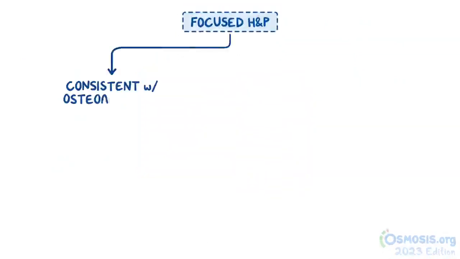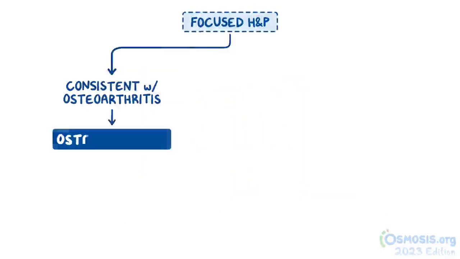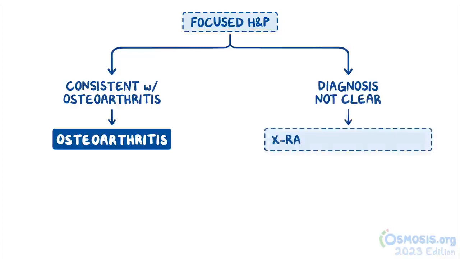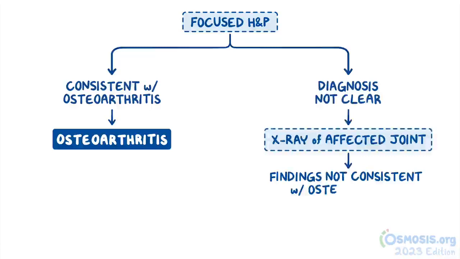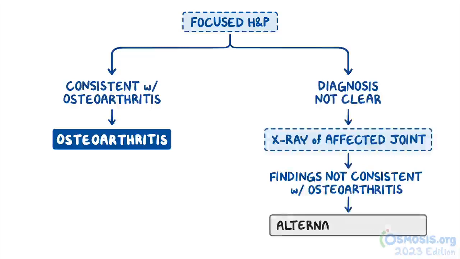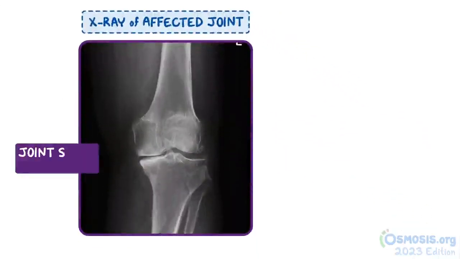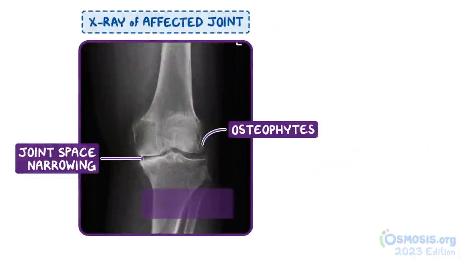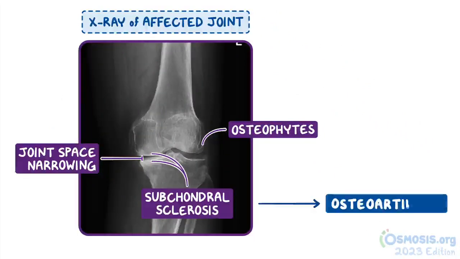If the history and physical exam findings are consistent with osteoarthritis, then no further testing is needed and you can diagnose osteoarthritis. But if the diagnosis is not clear, you should order an X-ray of the affected joint. If the X-ray findings are not consistent with osteoarthritis, you should consider an alternative diagnosis. But if the X-ray shows joint space narrowing, osteophytes, and subchondral sclerosis, you can diagnose the patient with osteoarthritis.